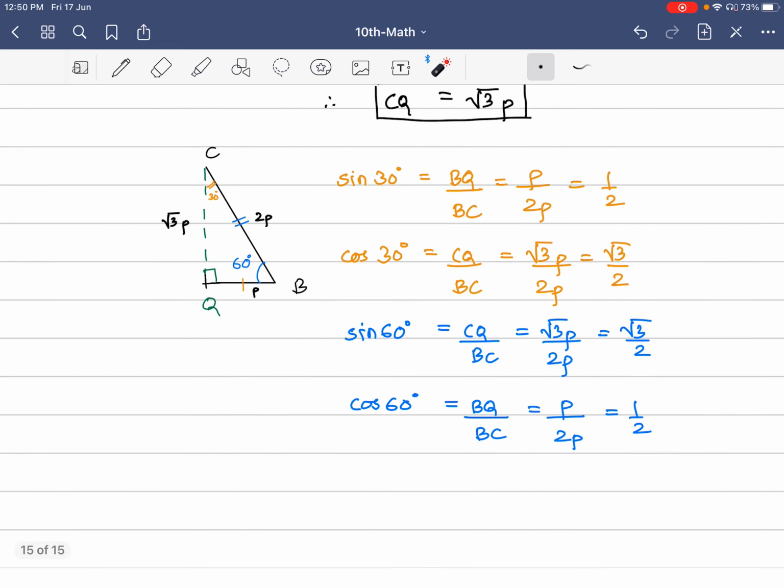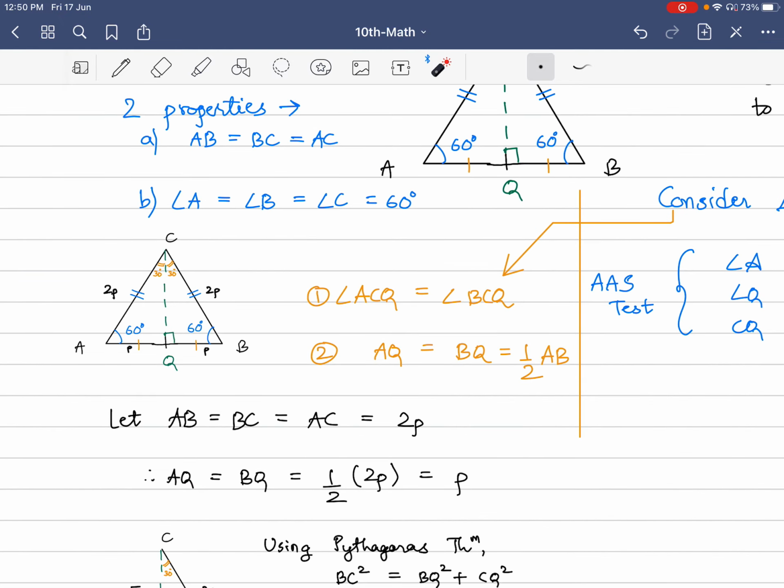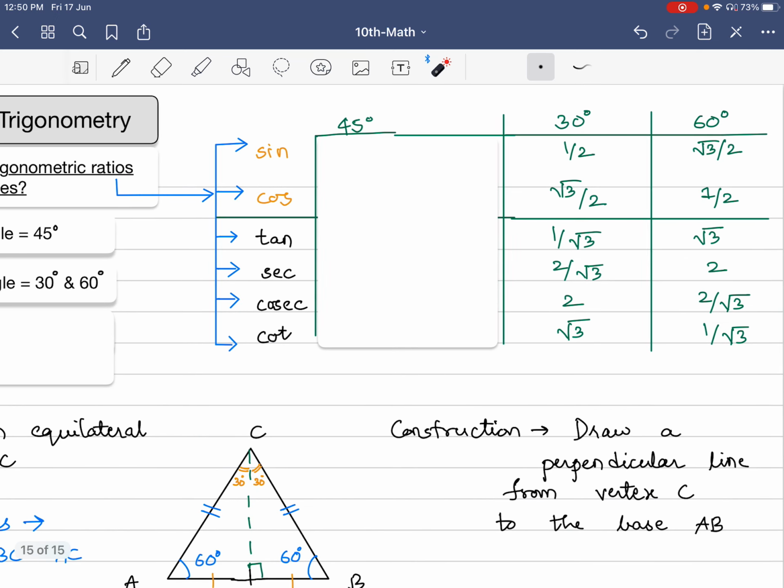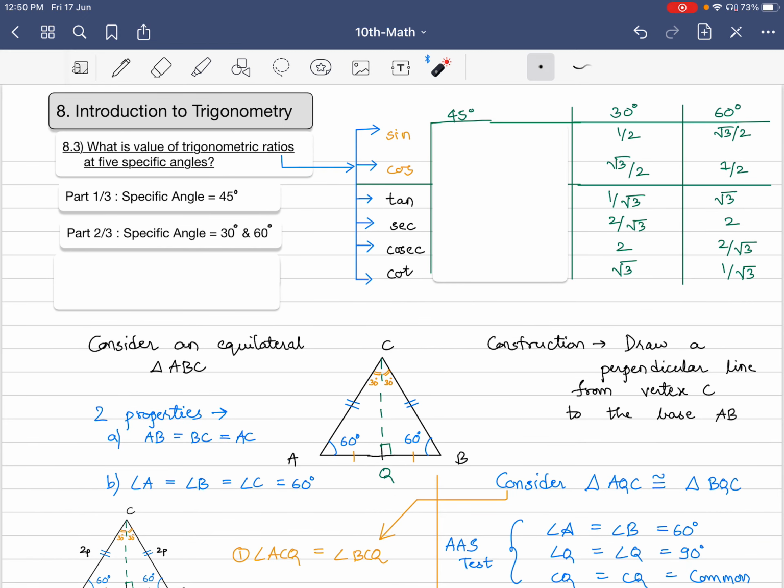And now once we know all the sides of the triangle, we can find sine 30, cos 30, sine 60, cos 60 from this triangle. And all these values of sine and cos we substituted in this table. Here it is. And once we know the values of sine and cos, these four can be derived from the sine and cos values. So this is the quick summary of how to find the values of all trigonometric ratios for the specific angles 30 and 60 degree.